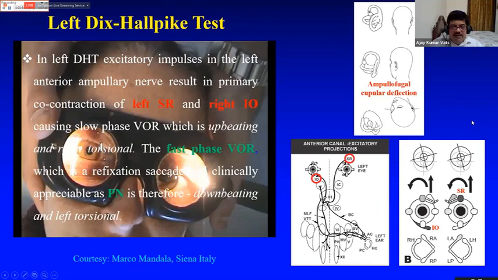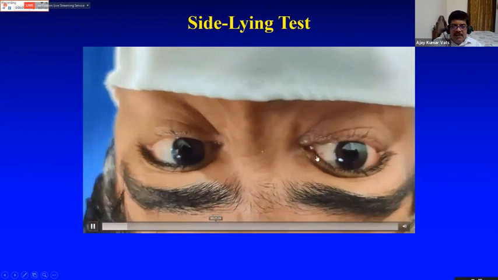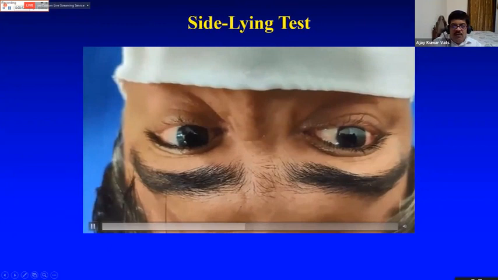This is another test called the side-lying test. In this patient, side-lying test to the left elicits a nystagmus. You see in the right eye vessels, which is downbeating and right torsional. So this is a case of right-sided anterior semicircular canal BPPV.